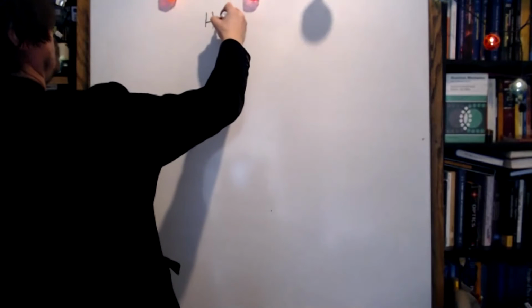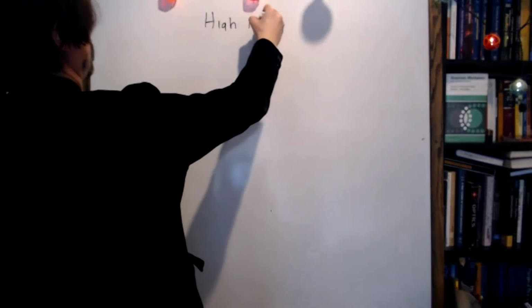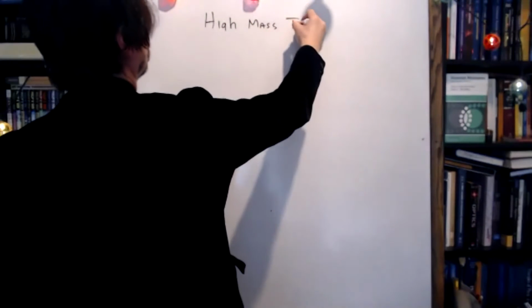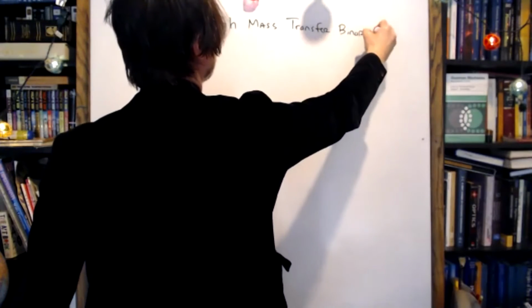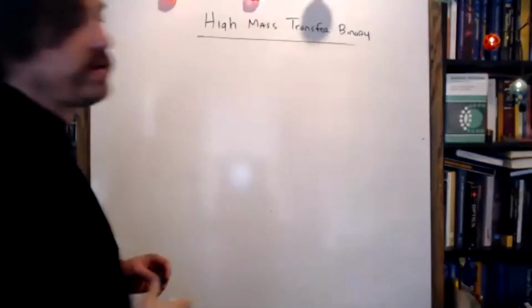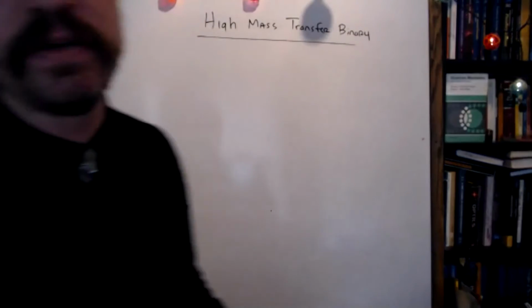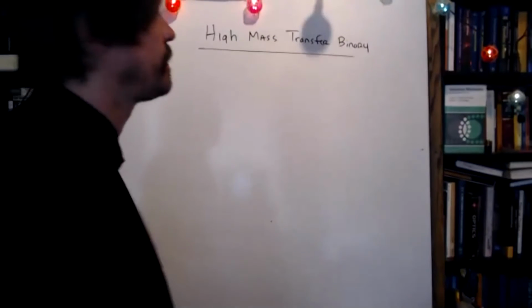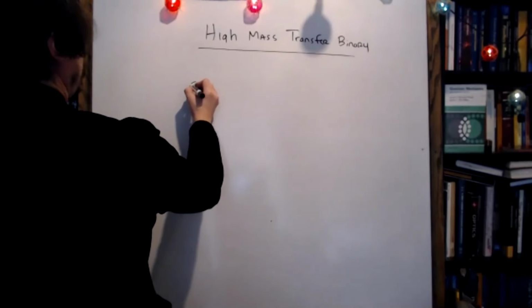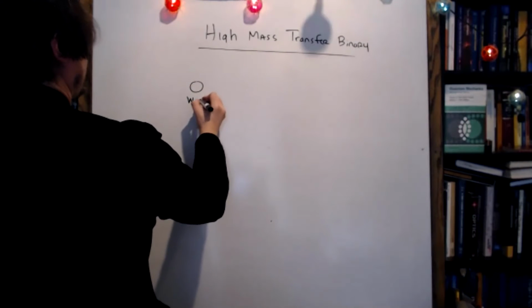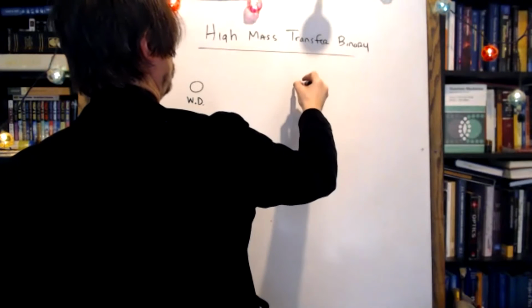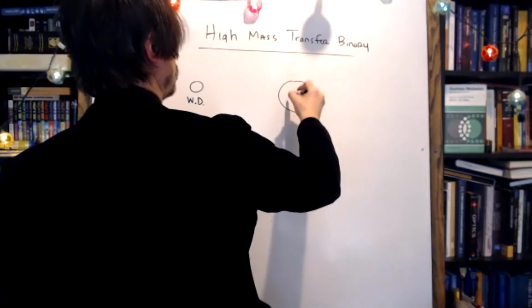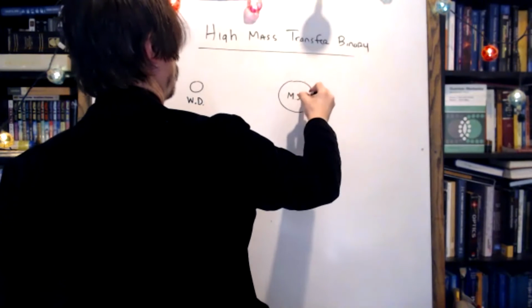This is a so-called high mass transfer binary. And it's an important stepping stone in the evolution of stars because you'll remember that roughly 50% of all stars are binaries. So here we have a white dwarf, and here we have a main sequence star.